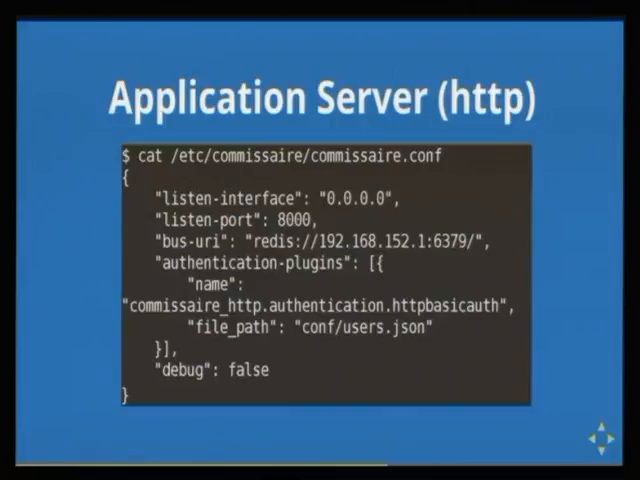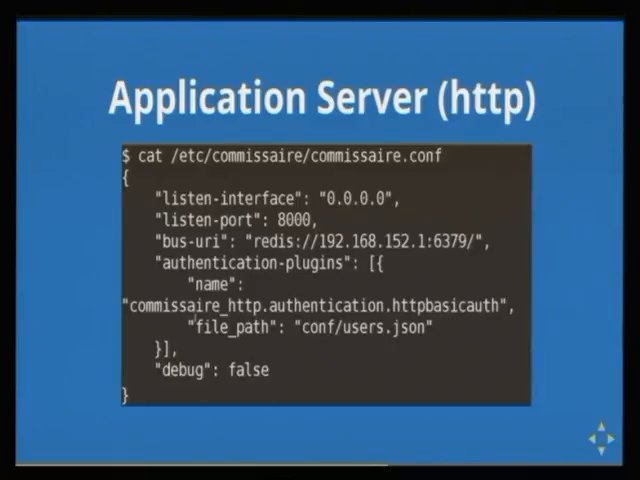So configuration, I'll go through this a little bit quick, since most of it is self-explanatory. This is the configuration file for the application server. You can see the bus URI is the Kombu URI, which in this case we're using Redis. You can see the authentication plugins here. You can have multiple ones.